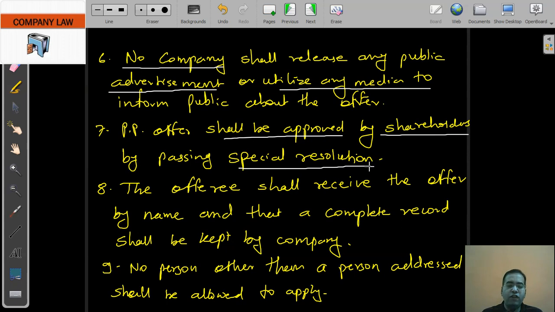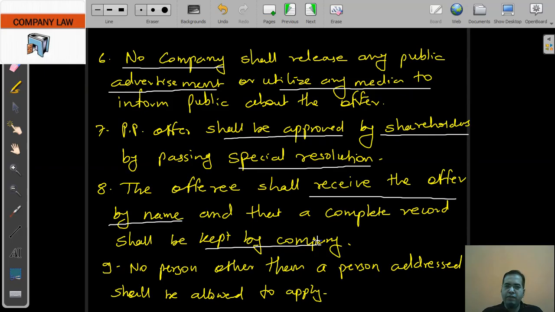The resolution relating to the private placement should be passed by providing all possible information to the shareholders. So the explanatory statement is equally important, as it gives shareholders a fair idea to take an informed decision. The offeree shall receive the offer by name. Unlike a prospectus, which is issued at large to the public, here it should be made to the specific offeree. The offeree shall receive the offer by name, and a complete record shall be kept by the company. After receipt of the money, or after issuance of the letters, all these records should be kept by the company from time to time.